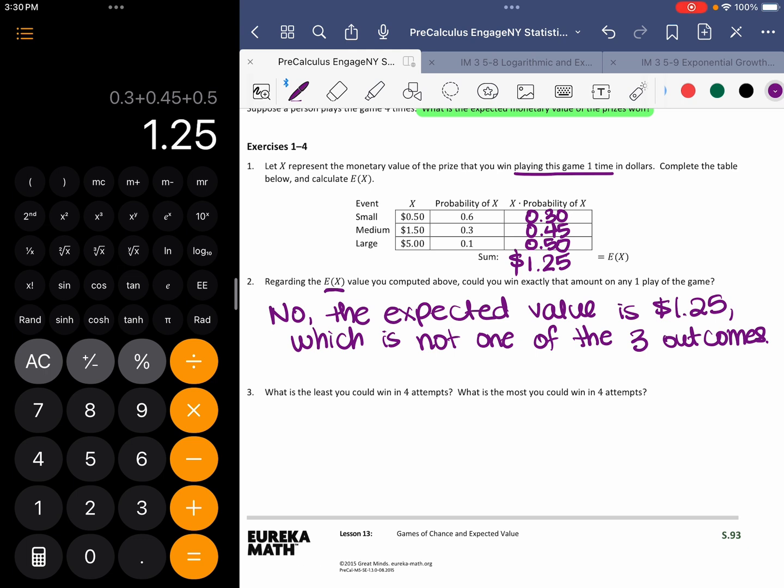So I want you to take a minute and calculate this next bit. What is the least you could win in 4 attempts? And what is the most you could win in 4 attempts of this game? So I'm going to pause right here.